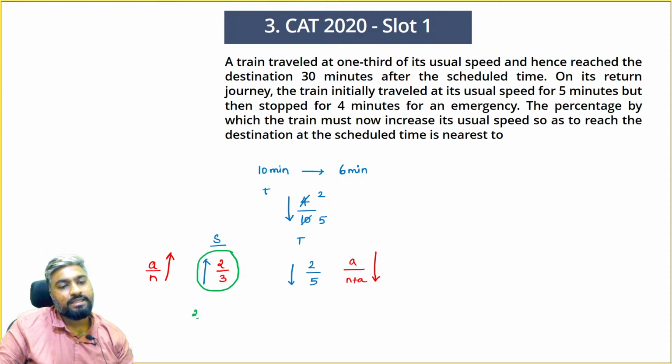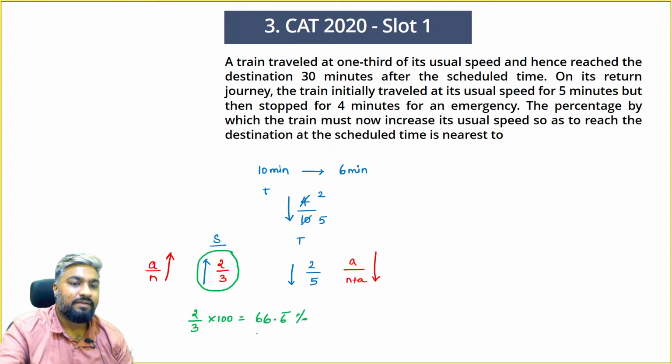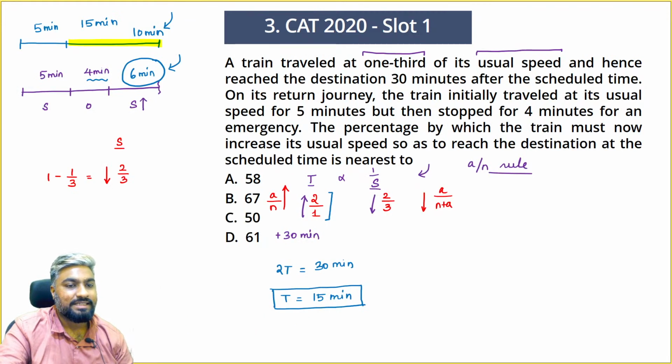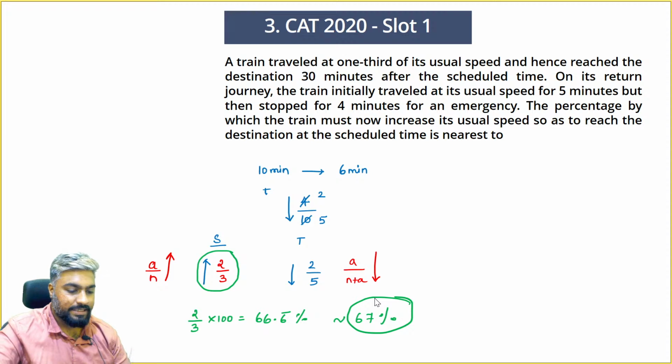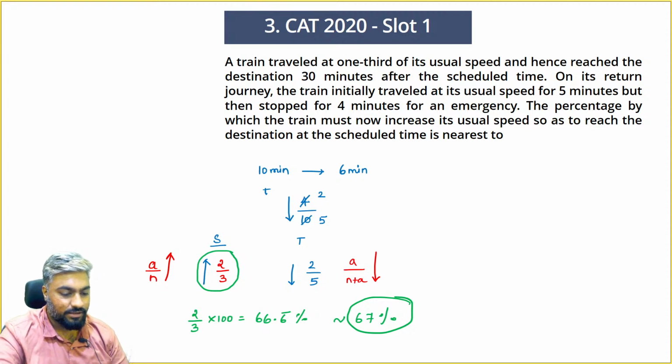2/3 in terms of percentage is 66.6 recurring percent. The closest answer that we have is 67 percent. Clear? Closest to 66.6 is 67 percent, and this is our answer. Yes, beautiful, guys. Very good.